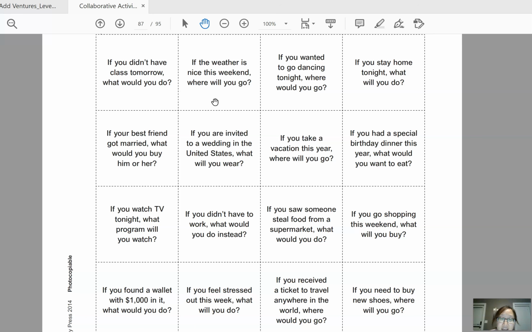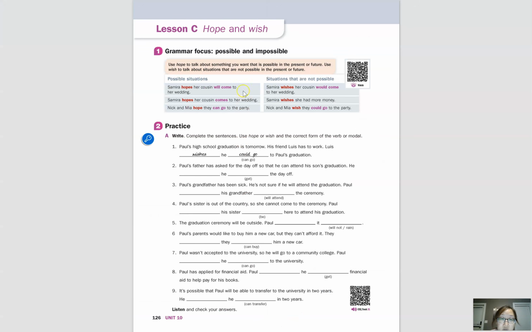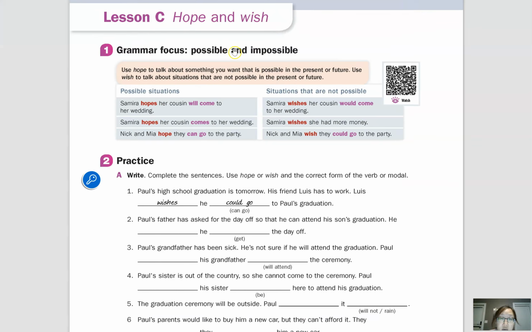tenses. Okay, so now we are going to go ahead and look at our next lesson, Lesson C, on page 126 in your student's book. So go ahead and open your student's book to this page, and we are going to focus on hope and wish, which we use for possible and impossible situations.